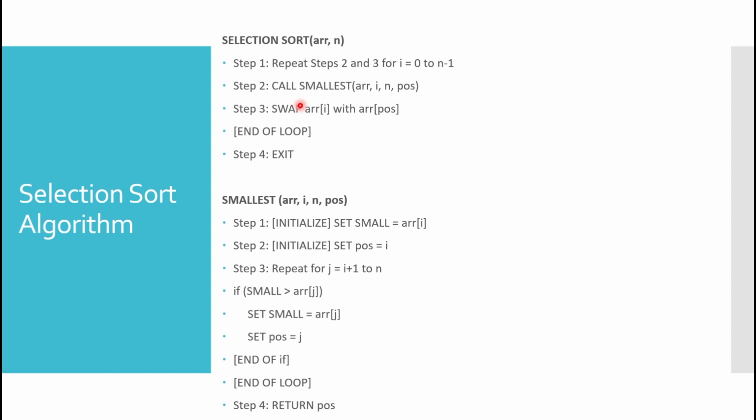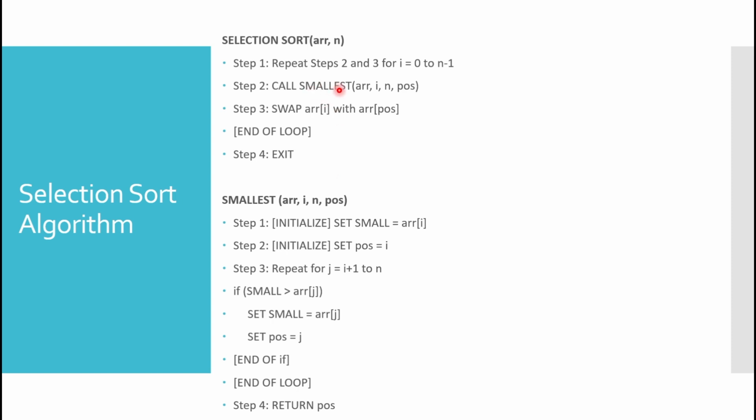Suppose we are searching from the first element and comparing with the other elements. If a smaller element is found in the next unsorted part of the array, then we are going to swap both the values. This is how the loop is going to continue based on the number of elements in the array, and that's how we are going to exit.